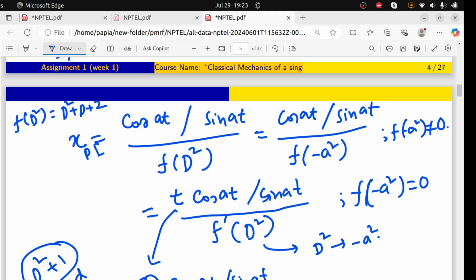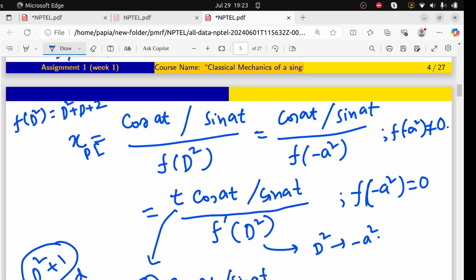If it is equals to 0, then you can understand that something divided by 0 is an infinite value, so it is not feasible for our calculation. So if our f of minus a square is not equals to 0, then sin at or cos at divided by f of minus a square is the solution for xpi. Okay, fine. Yes, ma'am.